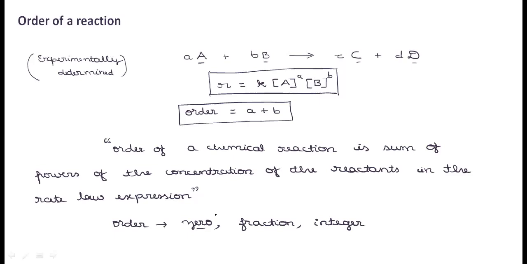Before going to that, just recall. The order of a chemical reaction is defined as the sum of the powers of the molar concentration of the reactants in an experimentally determined rate equation or in the rate law expression. Whichever is comfortable for you, you can remember. Instead of the rate law expression, you can write it as the experimentally determined rate equation.